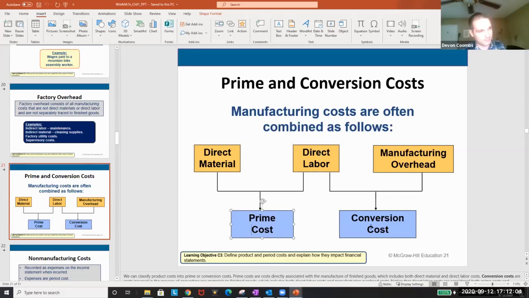And then how do we convert products? Well, how do we convert materials? We convert them using labor and overhead. Right? If I have a raw good, if I have a piece of metal, how am I going to convert it? I have to have someone work on it, and I have to have electricity and all this other stuff. That's the labor and overhead. But direct is prime. So direct labor and materials are considered prime costs. This is just definitions. And conversion costs are going to be your labor and overhead.